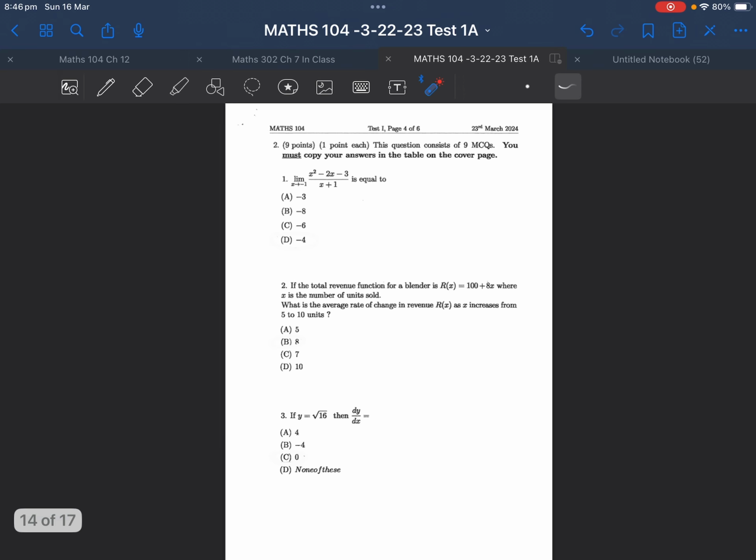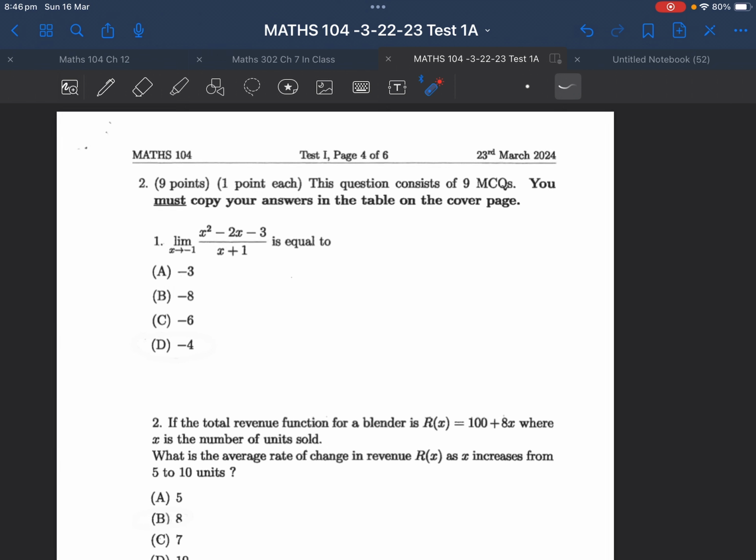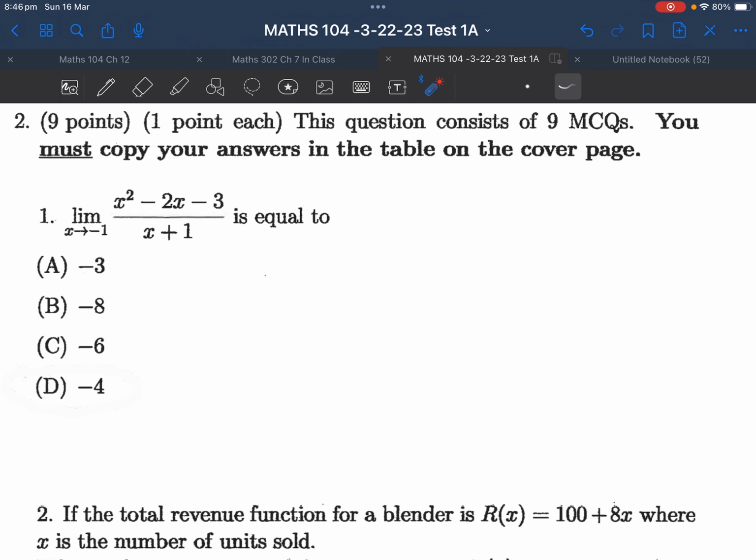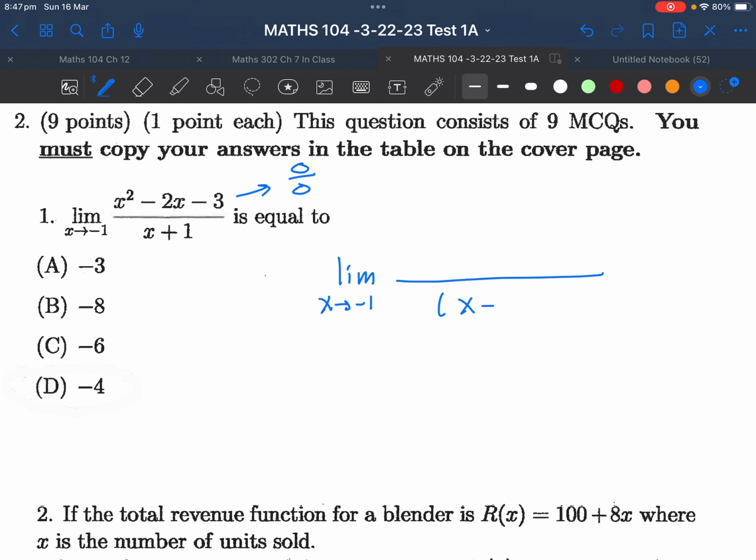Now we'll go to the multiple choice part. So the multiple choice part, and the first question is to find the limit. And this limit should be very simple. We did many of the questions similar to this one. The first step, as usual, we do direct substitution. We get 0 over 0. Next step, we need to factor. How do we factor? Of course, x plus 1, you cannot factor it anymore.